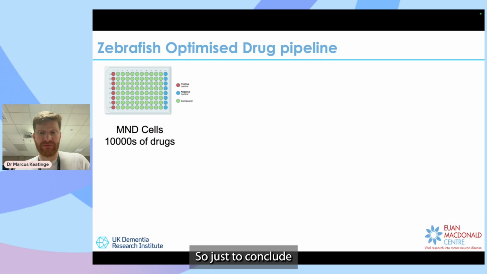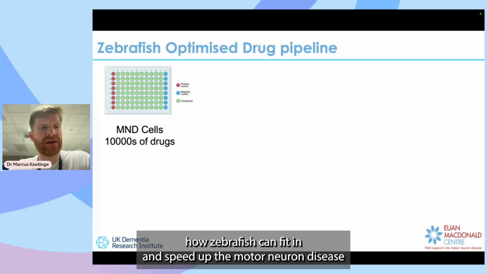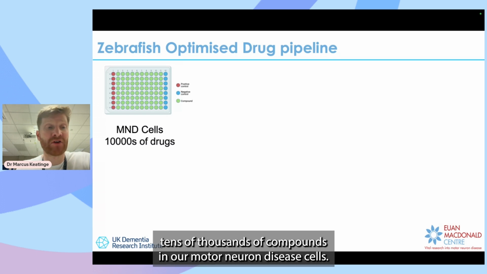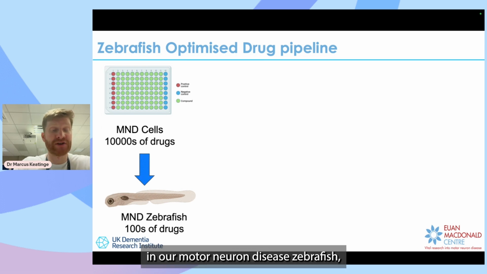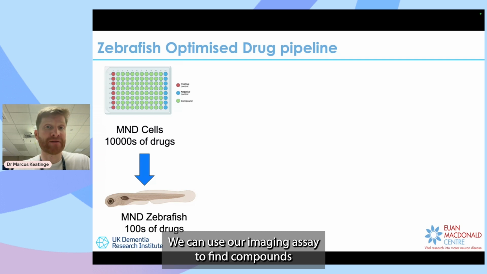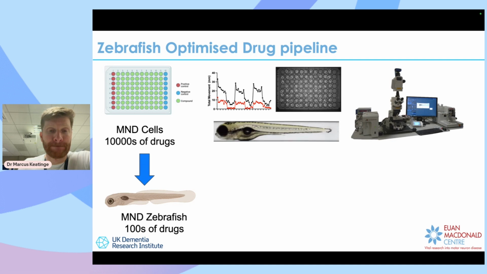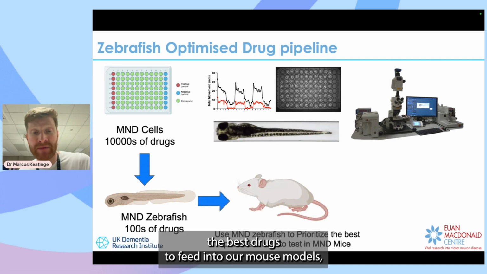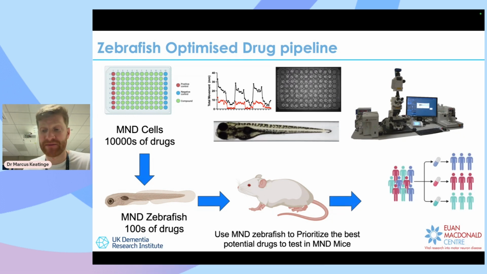So just to conclude, how zebrafish can fit in and speed up the motor neuron disease drug discovery process: what we can do now is screen tens of thousands of compounds in our motor neuron disease cells. We would then take the best few hundred to screen in our motor neuron disease zebrafish, so we can use our behavioral assay and our imaging assay to find compounds that will make those motor neurons healthy again. We can then use our system to prioritize the best drugs to feed into our mouse models, which will give us a better chance of finding drugs that will be successful in human clinical trials.